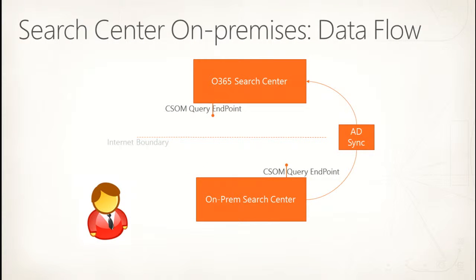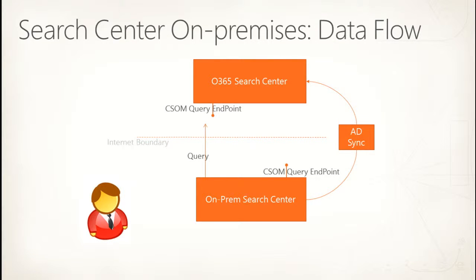So what does it look like from a data flow perspective? There are two different directions here. Starting with a user on premises. If they're logging into an on-premise search center and they're issuing a query, we're actually going to issue two queries from that point. Number one, we need to issue a query locally against the index and bring back results, but then we need to issue this second query up to Office 365. So the second query ends up targeting the client-side object model endpoint within Office 365.